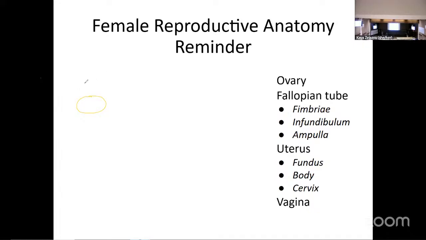but I'm just going to point them out to you right now in case I mention them. So we have these little finger processes at the end of the fallopian tube called fimbriae. Then we have a swollen area called the infundibulum. It leads into a horn-like section called the ampulla. And then when we get to the uterus, on the top of it is the fundus. Then we have the body. And then the bottom third or so is the cervix. And that's going to lead us into the vaginal canal itself. So we're going to lead into the vagina from here. And we'd have another fallopian tube on the other side, another ovary on the other side.